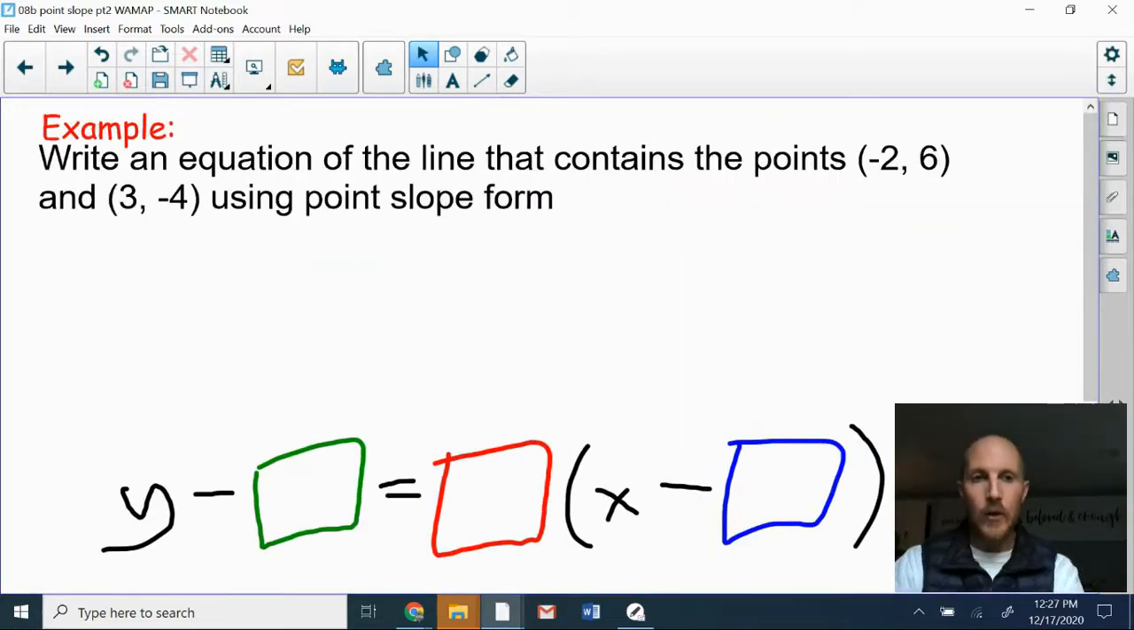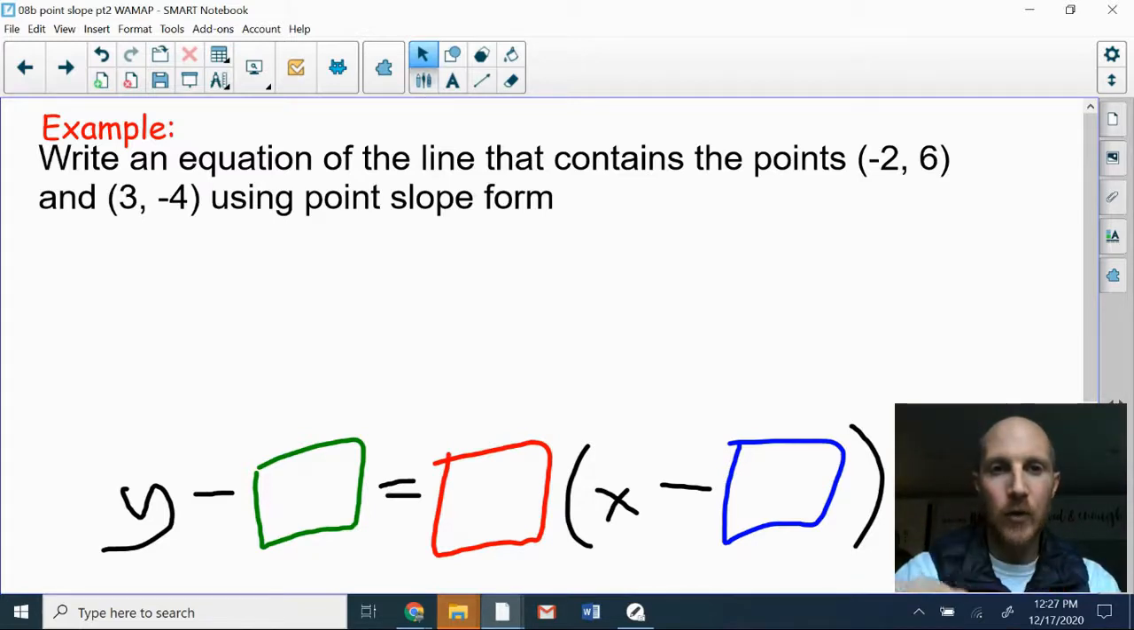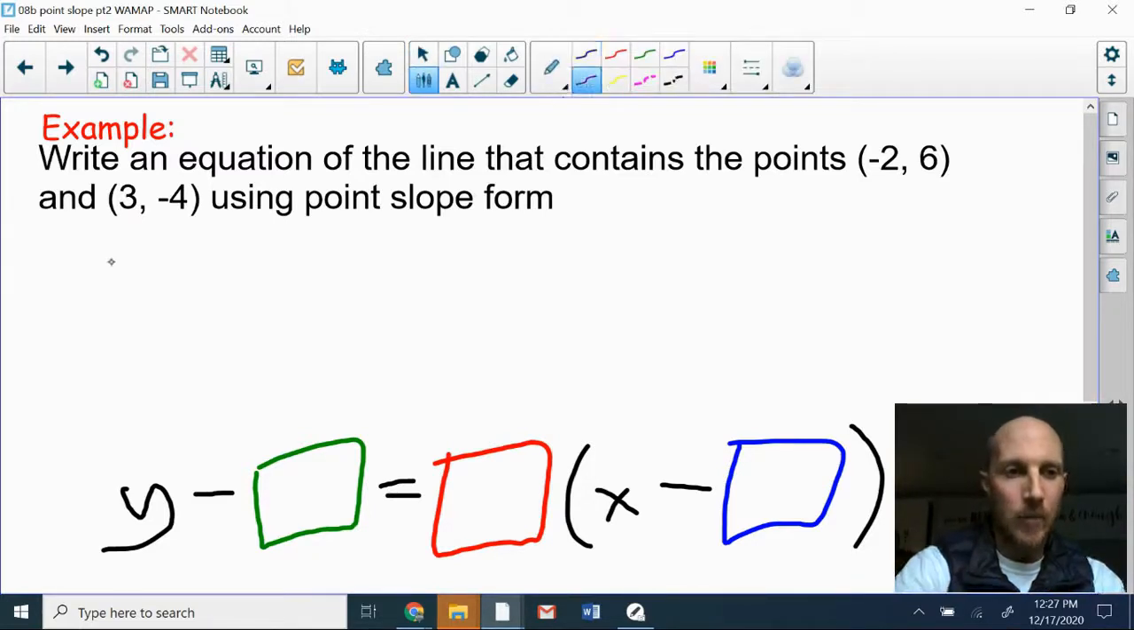All right, let's take a look at this example here. We're going to write an equation that contains the points (-2, 6) and (3, -4) using point slope form to create the equation. Okay, well, it's very similar to problems that we did last time, but there is an extra step. So this time we're going to say it's a two-step process. And the first step in that process is that we will actually need to find the slope ourselves.